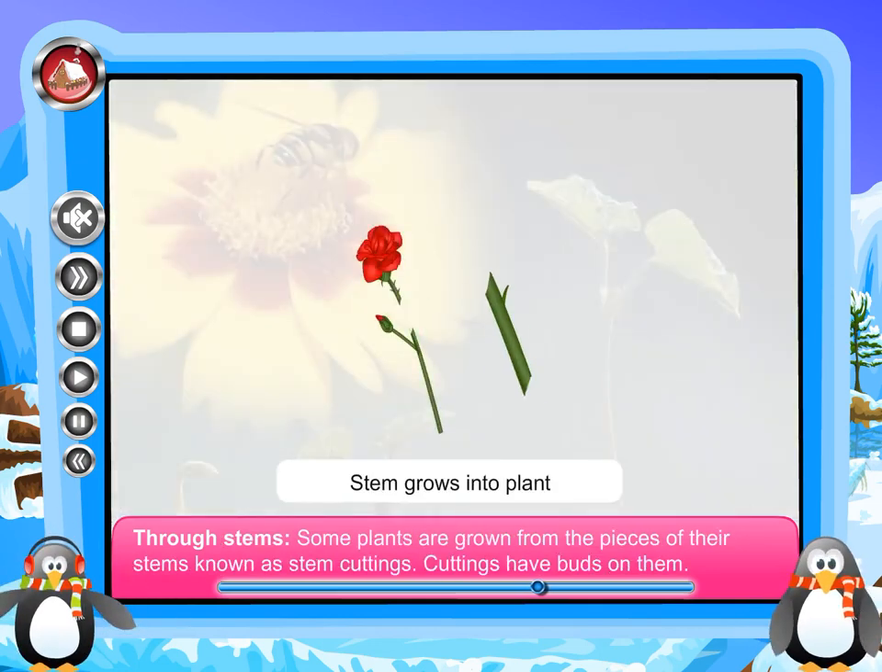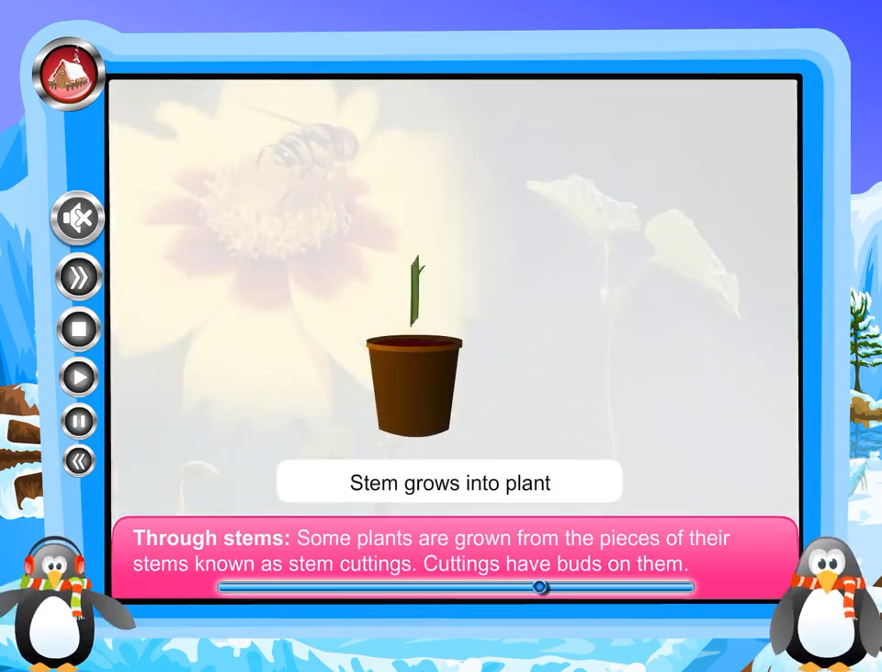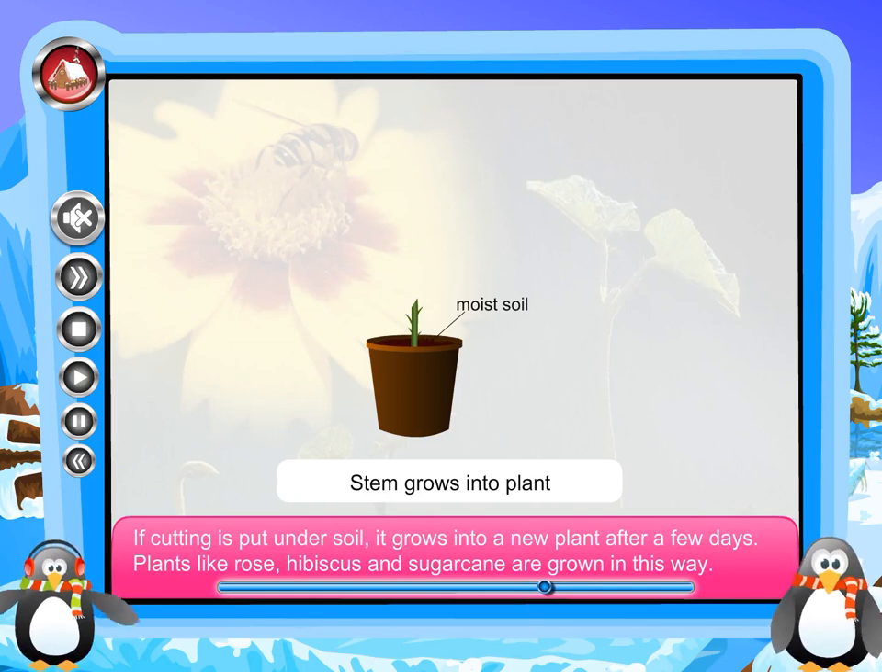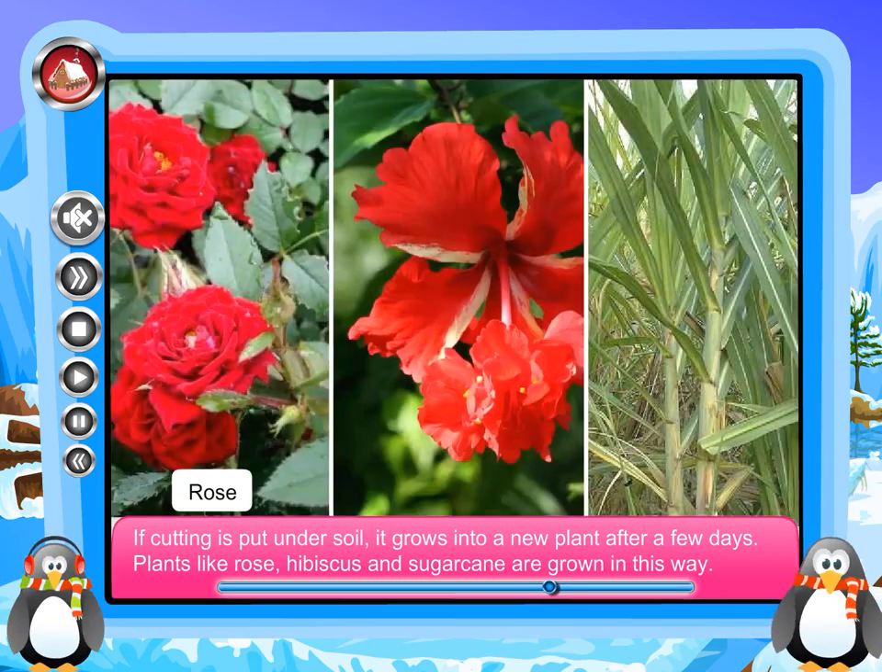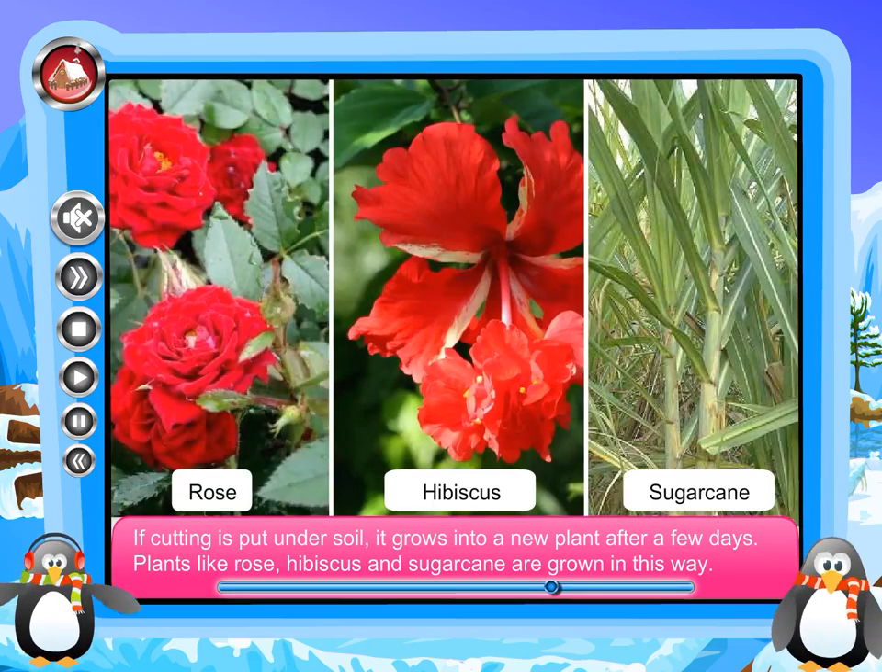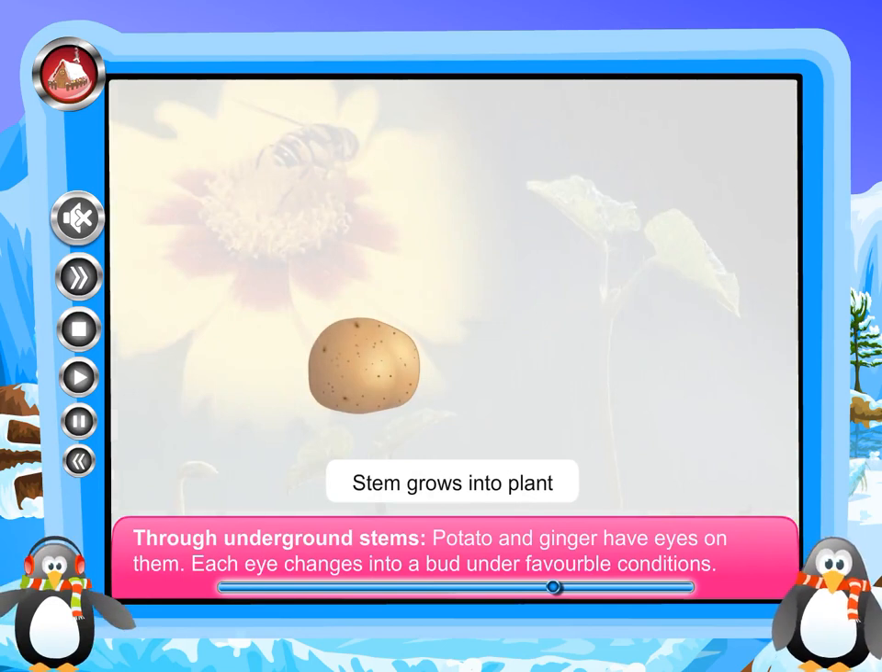Through stems. Some plants are grown from the pieces of their stems, known as stem cuttings. Cuttings have buds on them. If cutting is put under soil, it grows into a new plant after a few days. Plants like rose, hibiscus, and sugarcane are grown in this way. Through underground stems.